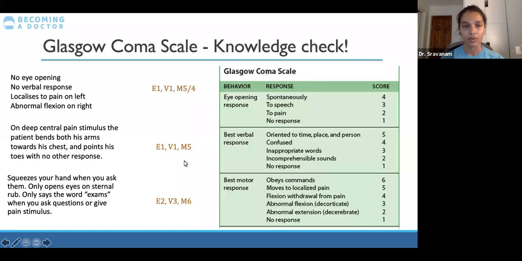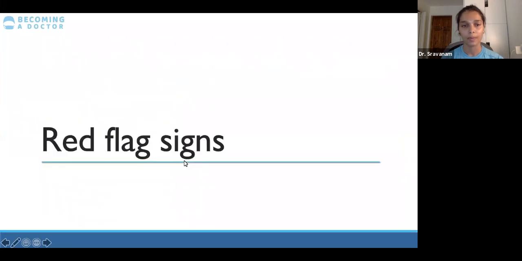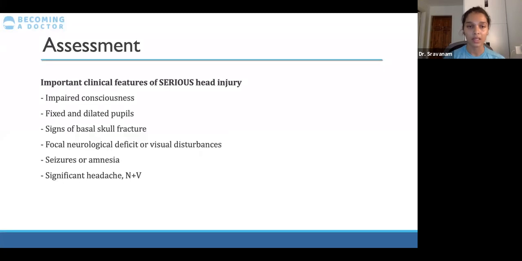So let's move on to red flag signs. There are a few signs that you should look out for when a patient comes in with head injury or suspected traumatic brain injury. And I've listed them down here. This can point towards a very serious form of head injury. So make sure you look out for these.